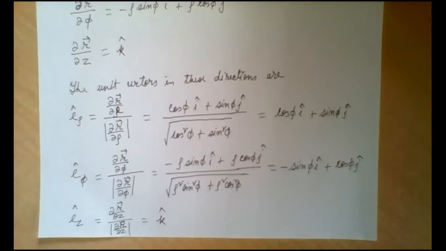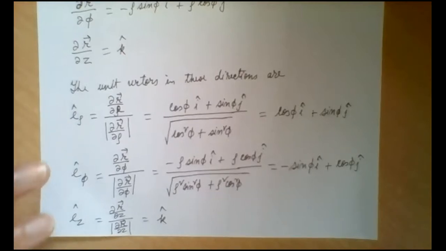How will we know the coordinate system is orthogonal? We'll know that the coordinate system is orthogonal if the dot product of pairs of these unit vectors is 0. I repeat, if the dot product of the unit vectors along the coordinate curves is 0, we say that the coordinate system is orthogonal.